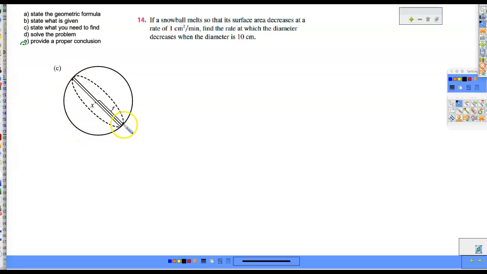Copy and paste. So you have this sphere here, and as the diameter is decreasing, the surface area is going to decrease. So in this particular case, since we're focusing on the surface area, the geometric formula for a sphere is S equals 4 pi r squared. That's the formula.